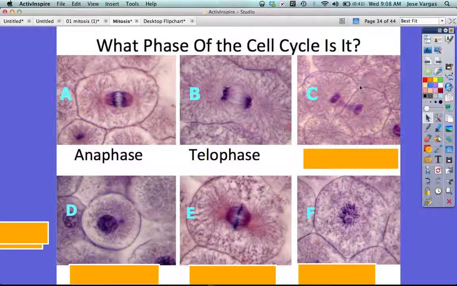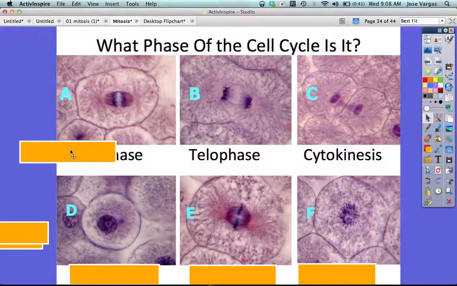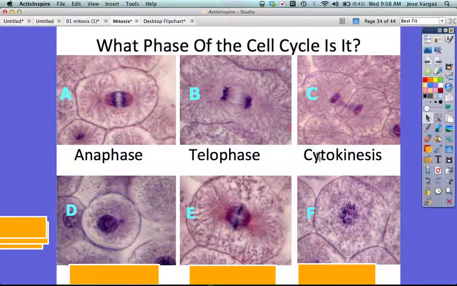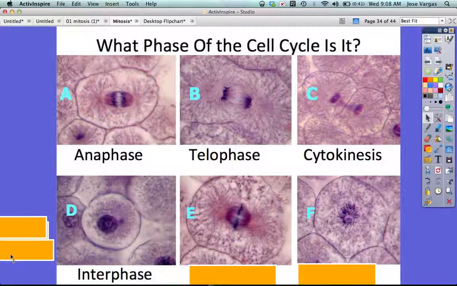This one, we already can see the cell membrane. It's done, it's ready. When mitosis and cytokinesis, which is the last phase, the splitting and the formation of the new cell membrane. In this one, the chromosomes are not very visible, but they're getting there. So this is interphase.